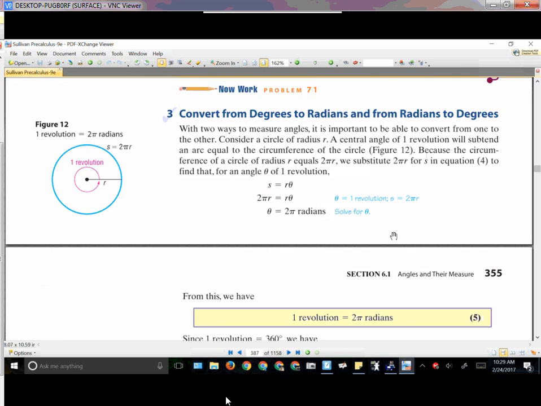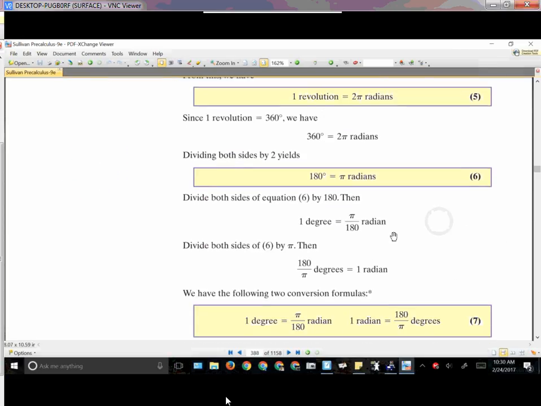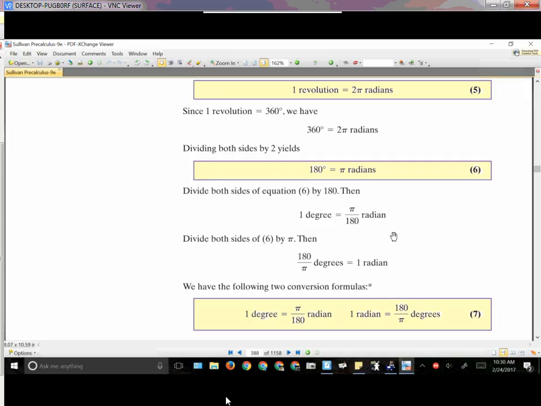Now, these are going to be things that you should make sure that you have written down. 1 revolution is going to be equal to 2 pi radians. 180 degrees is equal to pi radians. 1 degree is pi over 180, 1 radian is 180 over pi.